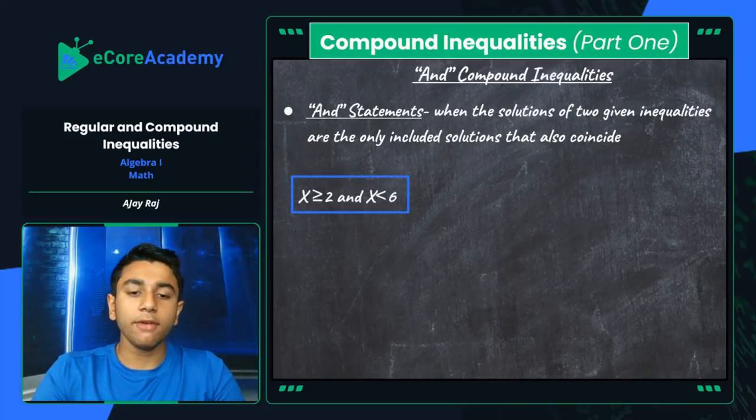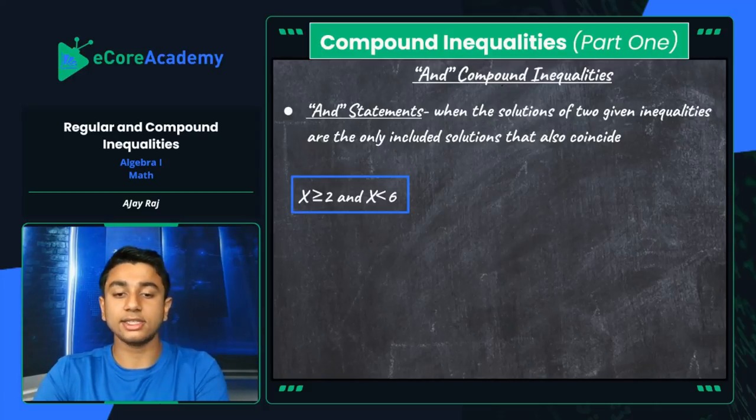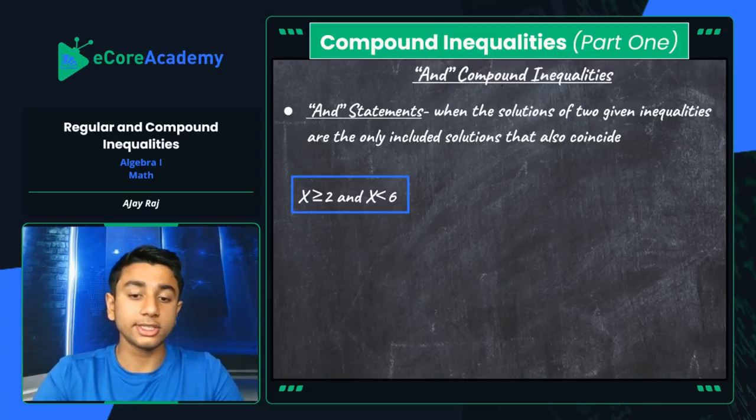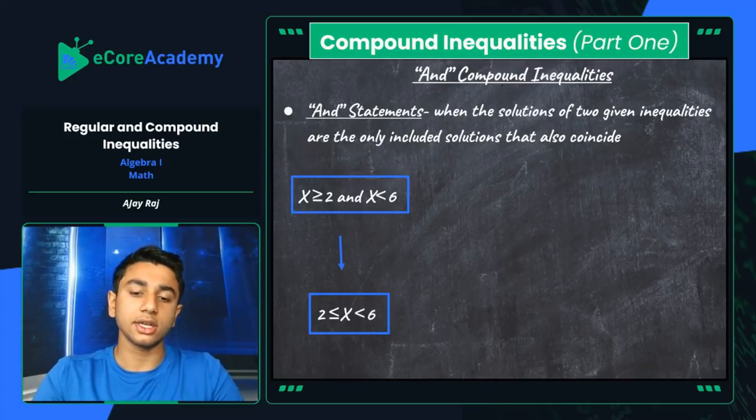So, for example, if we're given the inequality x is greater than or equal to 2 and x is less than 6, it's conjoined by the word and. That means they also coincide with each other. So that means we can rewrite it as 2 is less than or equal to x and x is less than 6 because they are both on the same number line representing the same data points. Now, let me try and explain this differently. So say, for example, you have your value of 2, right?